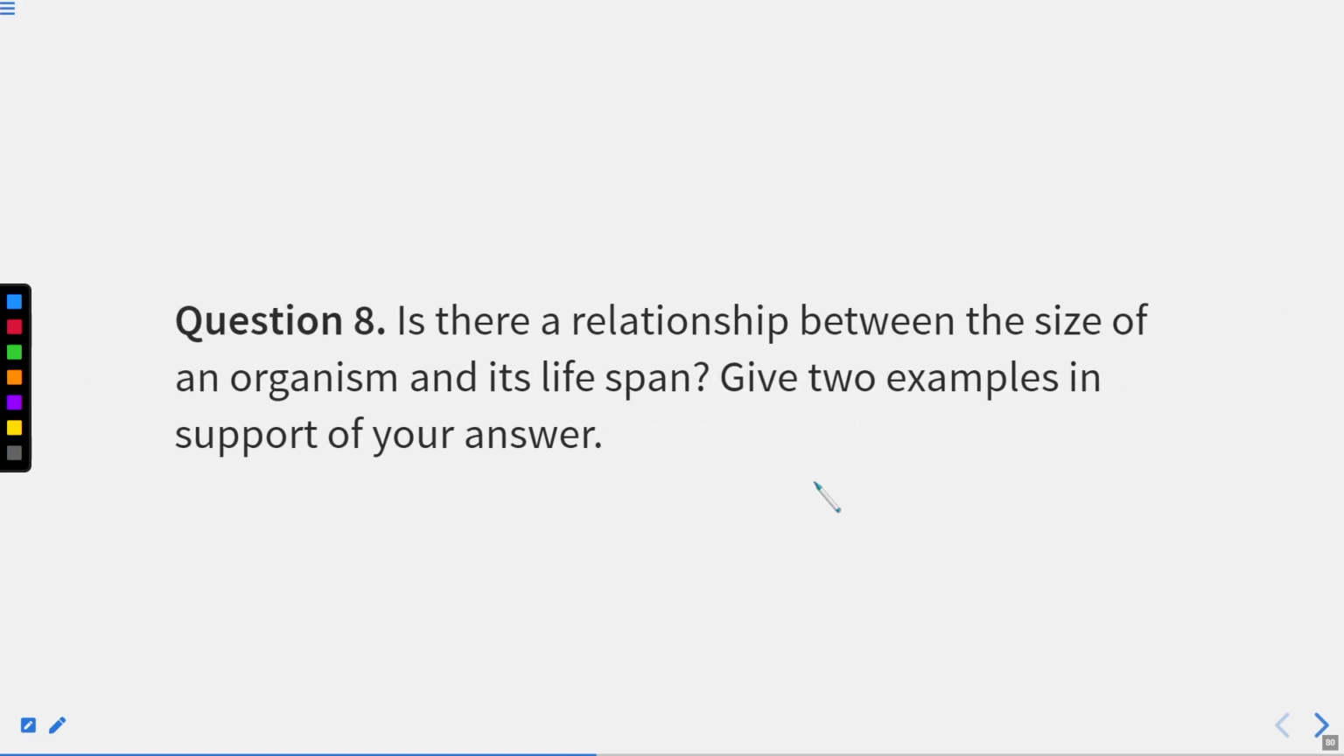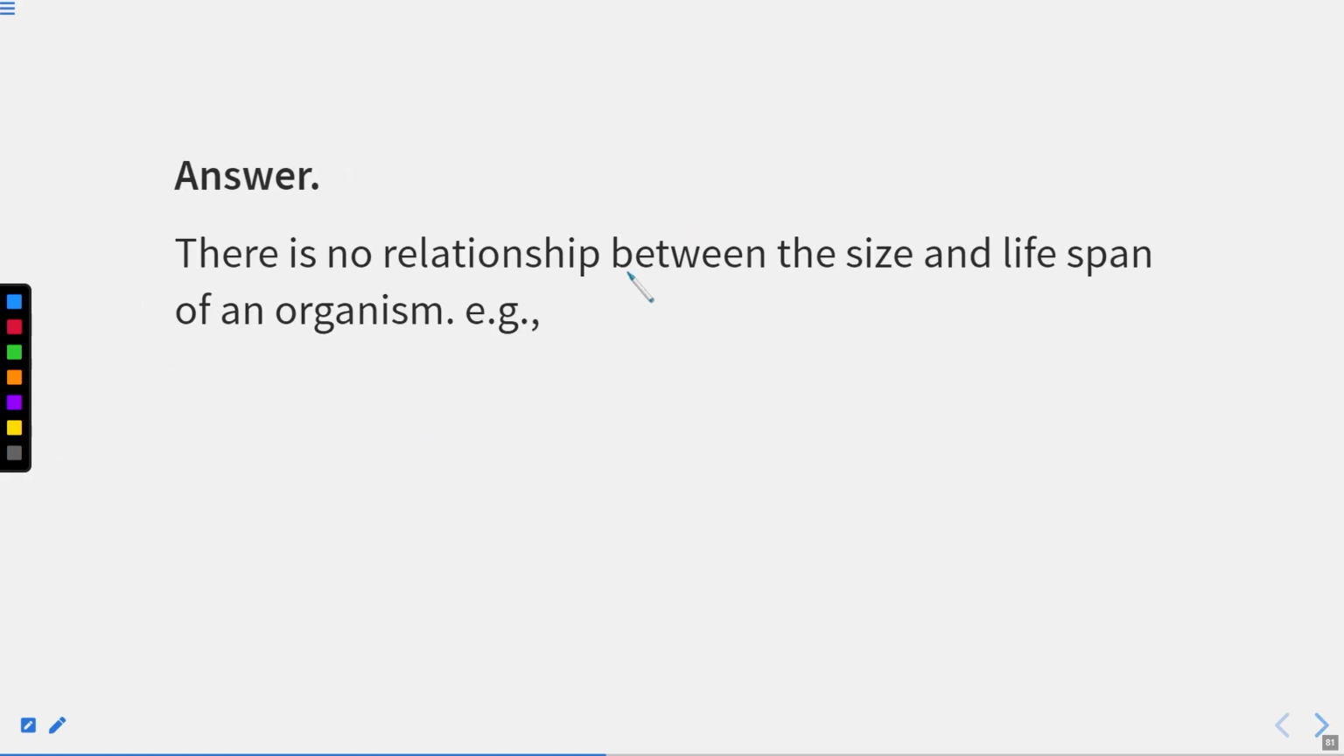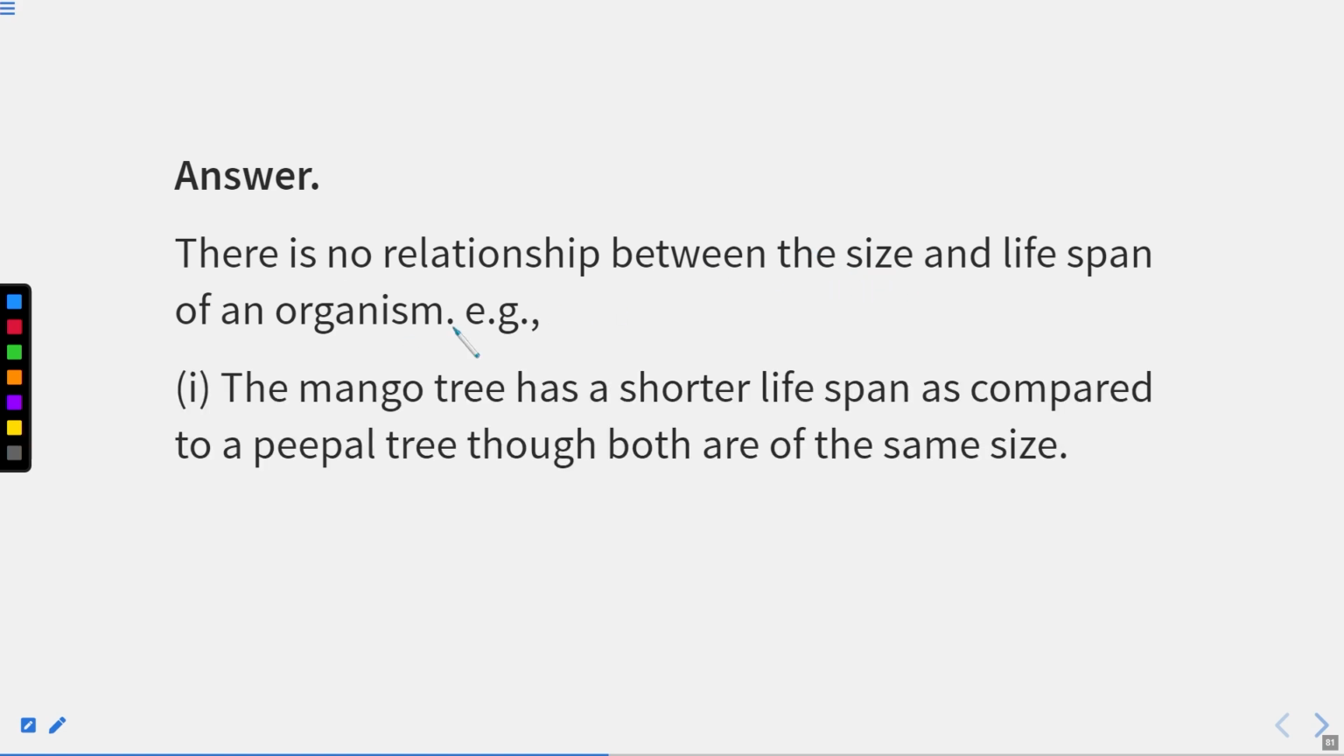Now let's talk about question number 8. Is there a relationship between the size of the organism and its lifespan? You have to give 2 examples in support of your answer. So, there is no relationship between the size of the organism and the lifespan of the organism. Here are the examples. The mango tree has a shorter lifespan as compared to the peepal tree, though both are of the same size. So the size of the organism does not determine its lifespan.